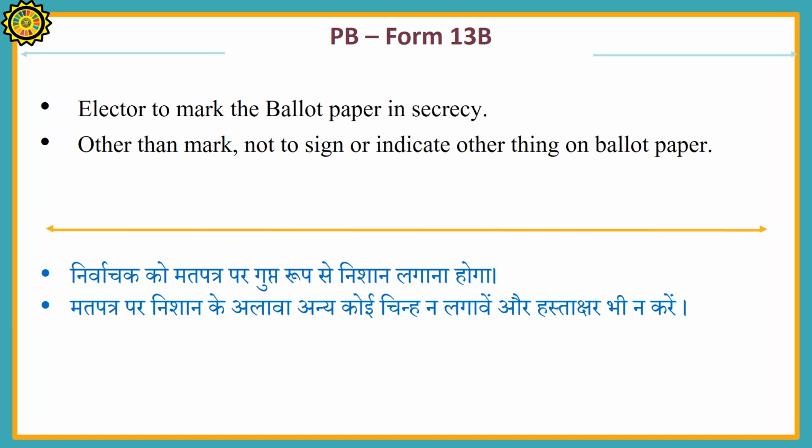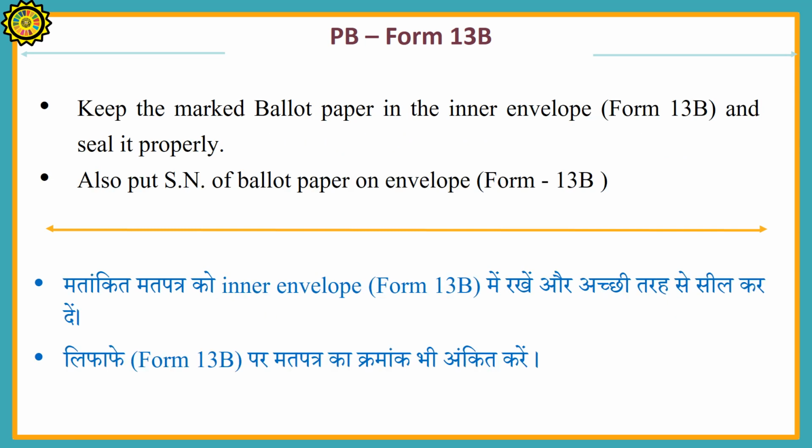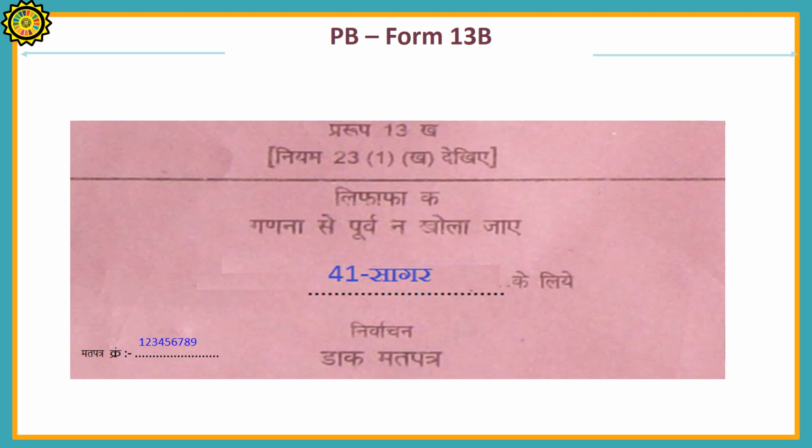Form 13B. Elector to mark the ballot paper in secrecy; other than the mark, not to sign or indicate anything else on the ballot paper. Keep the marked ballot paper in the inner envelope, that is Form 13B, and seal it properly. Also put the serial number of the ballot paper on the envelope, that is Form 13B. The Form 13B is shown on the screen.